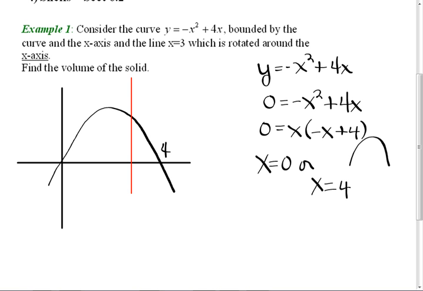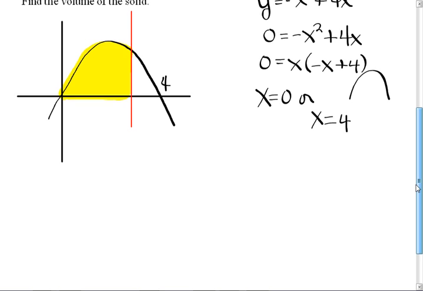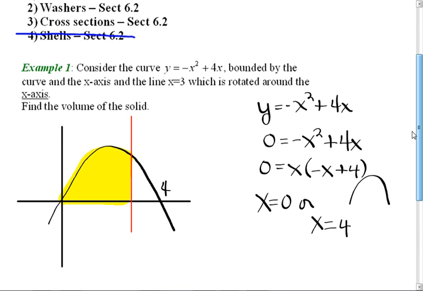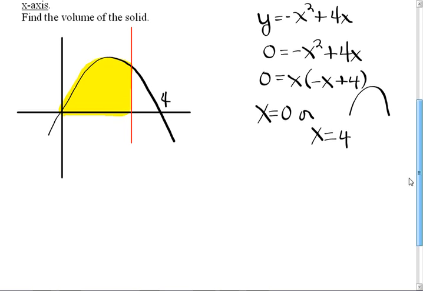Even in AB calculus, some people were getting the wrong region, so read the problem carefully. It's bounded by this curve, x equals 3, and the x-axis. So it's this region right here. And this is where your artistic skills come into play. And we're going to rotate that around the x-axis. Okay?